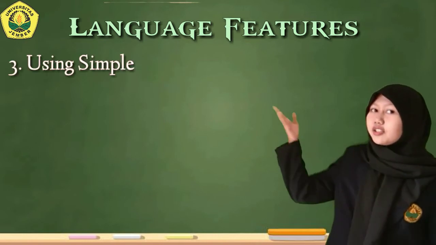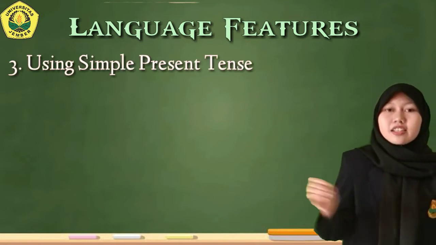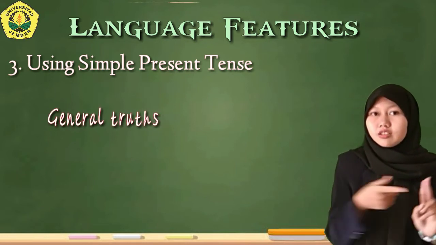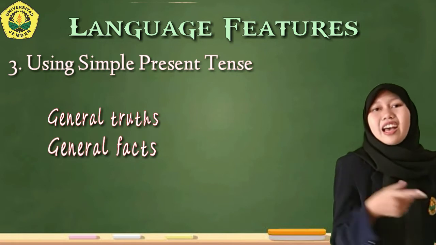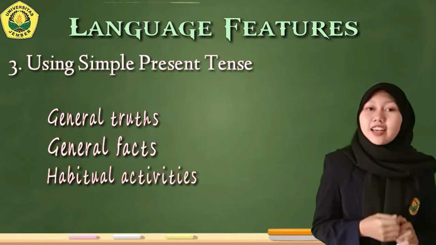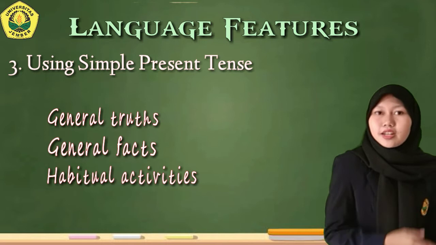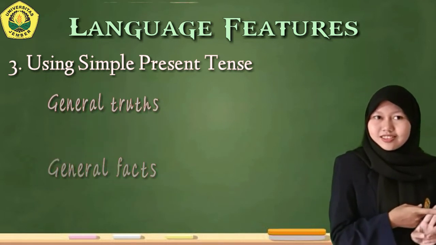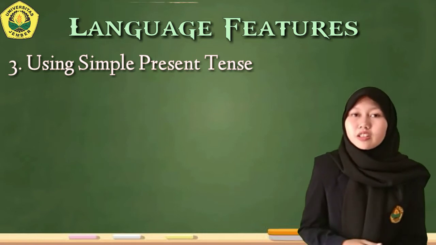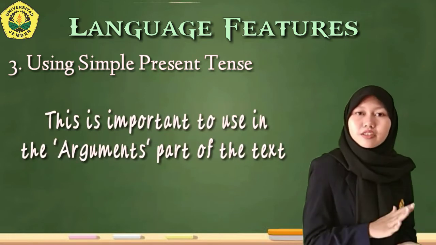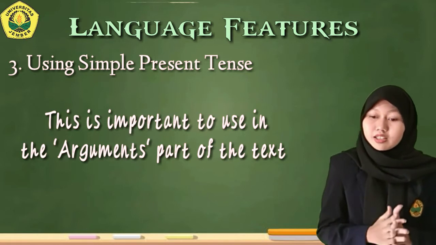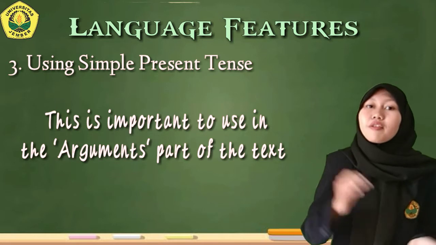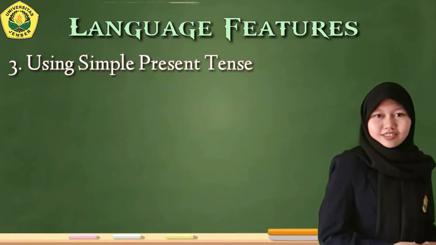The third one is using simple present tense. Simple present tense is used when you want to state general truth, general facts, and also habitual activities. In this text, we use simple present tense for general truth and general facts. This is especially important for the second part of the text, or the arguments of the text, because those are the evidence, the proofs and the facts that we provide for our readers.